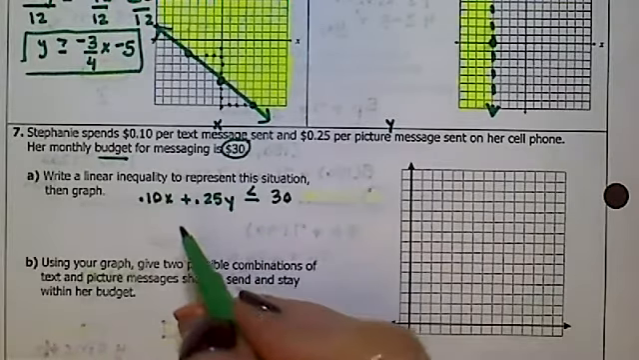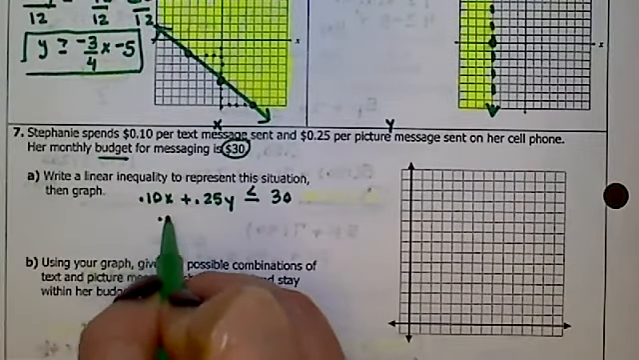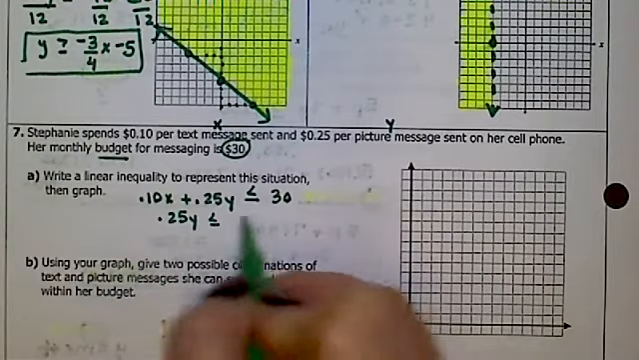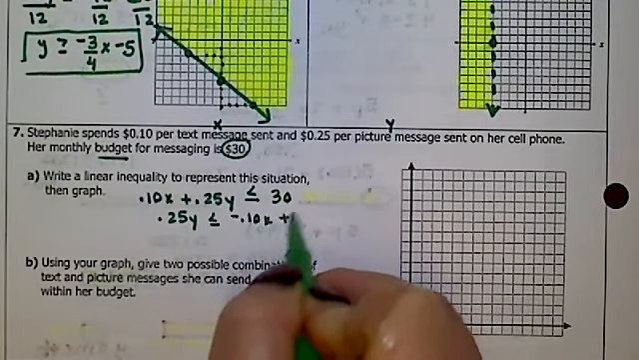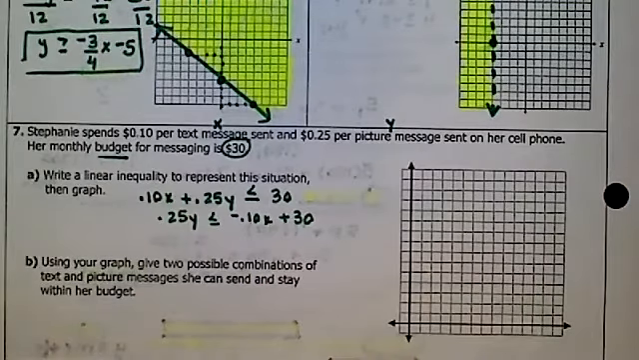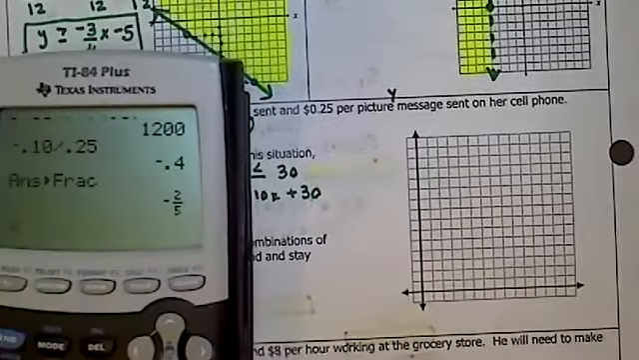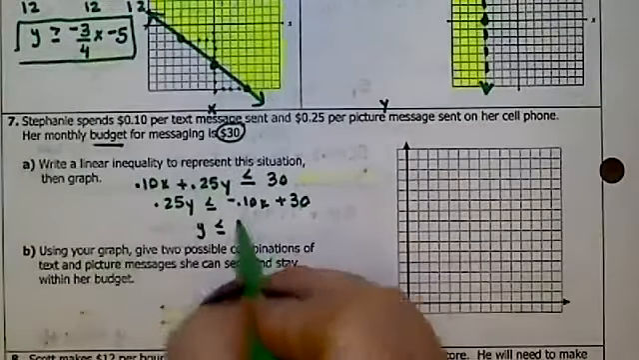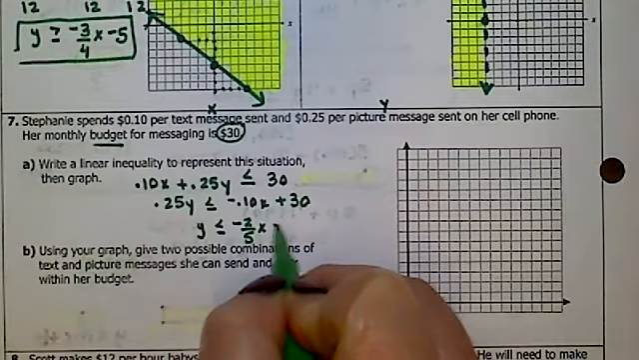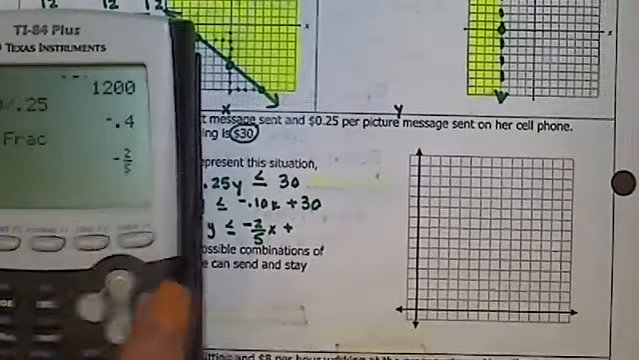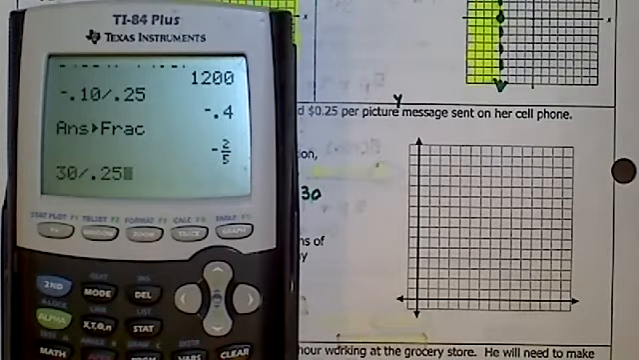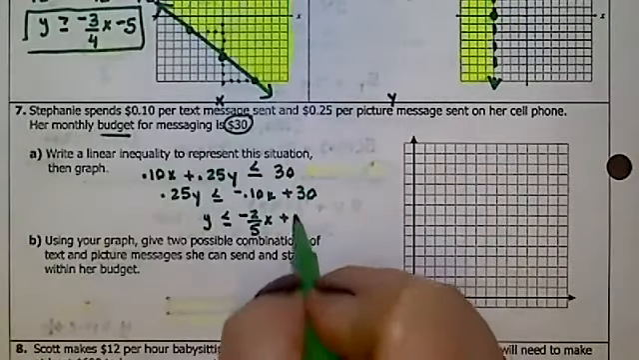Okay, so we're going to solve this. So I'm going to bring over the 10 cent. And then we're going to divide by 0.25. And you might want to change that to a fraction. So that would be negative 2/5 after you divide. And then 30 divided by 0.25 would be 120.